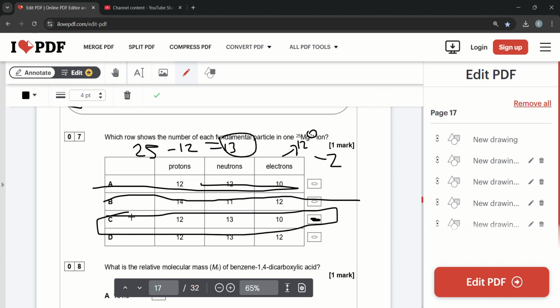And yes, it's just a mark, but 1 mark can be the difference between a grade B and A, and A star, pass or fail. So you do need to know atomic structure as well.